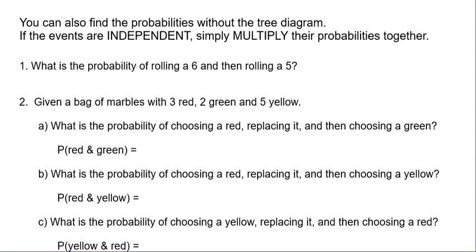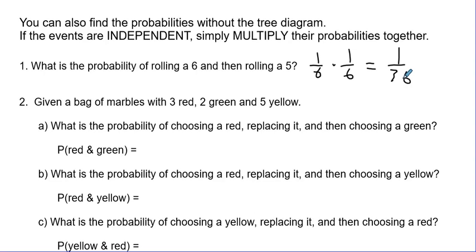All right, you can also find the probabilities without the tree diagram. If the events are independent, simply just multiply their probabilities together. So what's the probability of rolling a 6 and then rolling a 5? Well, there's a 1 out of 6 chance for the first one, and there's a 1 out of 6 chance for the second one. So that's a 1 out of 36 chance.